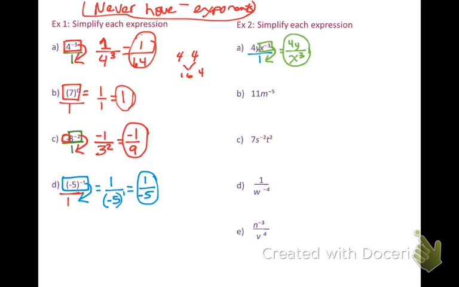B. Which one has the negative exponent? M does. So we box it, put it over 1. And m to the 5th is going to be brought down because it's a negative. So what's left over on top? 1. And 1 times m to the 5th is m to the 5th.